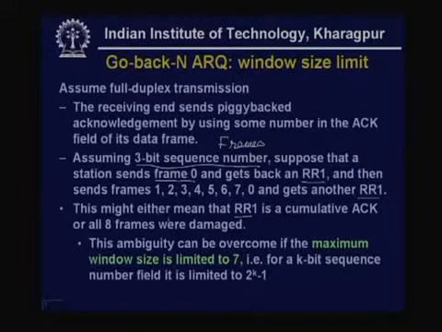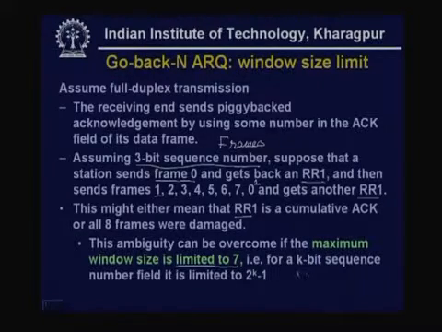On the other hand, if it is not damaged, then this RR1 can correspond to the next frame after this 0. So, this can be either for this or the next frame after 0. Which one has to be considered, the transmitter gets confused. This ambiguity can be overcome if the maximum window size is limited to 7. That means, if the window size is limited to 7, that means 0 to 6, this problem will not arise. It can be very easily proved.